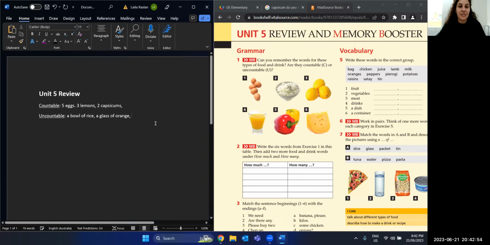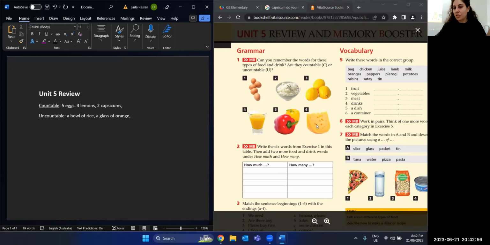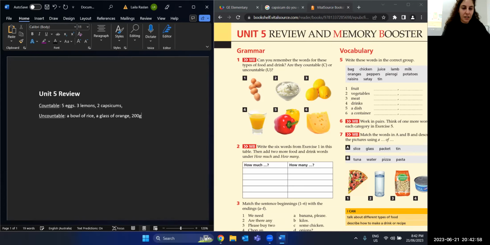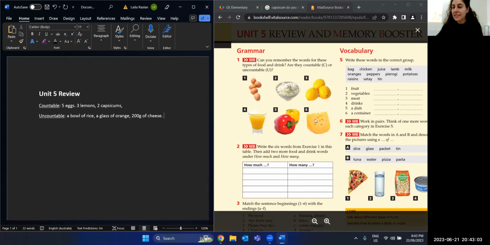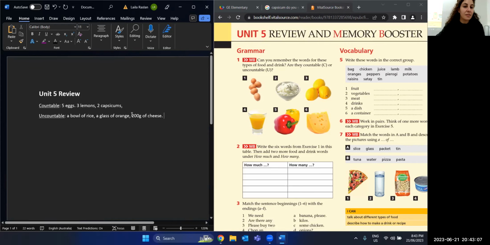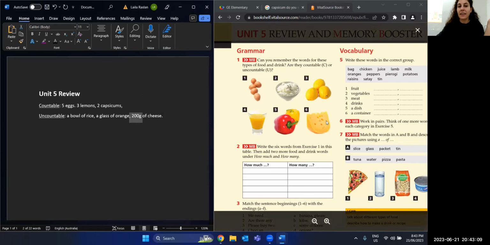Cheese. We have 1, but is it countable or uncountable? It's uncountable because it's like 200 grams of cheese. I don't know how much. 200 grams of cheese. We don't say 2 cheeses. I would like 5 cheeses, thanks. No, we say I would like 500 grams of cheese. I would like 300 grams of pecorino. You can even say the name of the cheese. Good. So do we remember that?